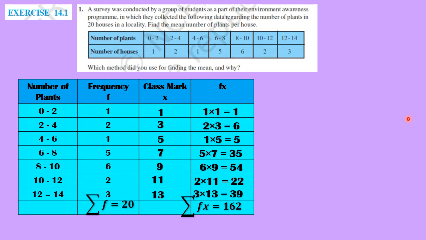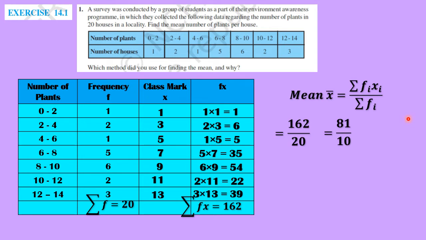Now just apply the values in the formula. The formula is sigma fi xi by sigma fi, or sigma fx by sigma f, equal to 162 by 20. That's all. The easy way to divide is to bring it to lowest form, so 81 by 10. 81 by 10 is equal to 8.1. So the mean number of plants per house is equal to 8.1.